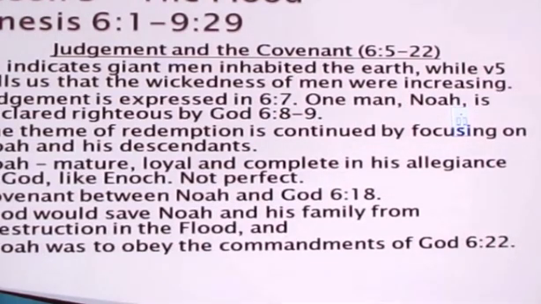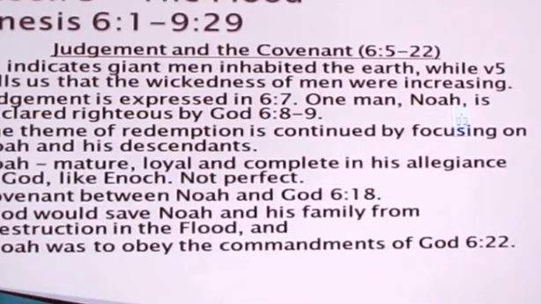So Noah is declared righteous by God. And the theme of redemption is continued by focusing on Noah and his descendants. Noah is not necessarily perfect. But why do they say Noah is righteous? I think the same idea is also in the New Testament, when you talk about a Christian that has walked a while, then we think of somebody who should be mature. We think of somebody that should be loyal and complete in their allegiance to God. So that's what's being described when they say he's righteous.